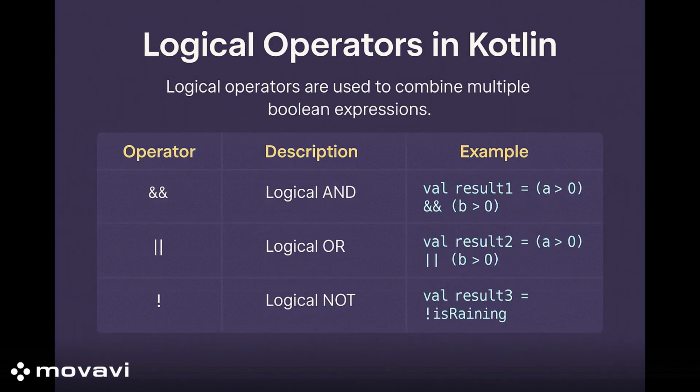Logical operators. Logical operators help you combine multiple Boolean expressions. The key ones are AND. Logical AND returns true if both conditions are true.